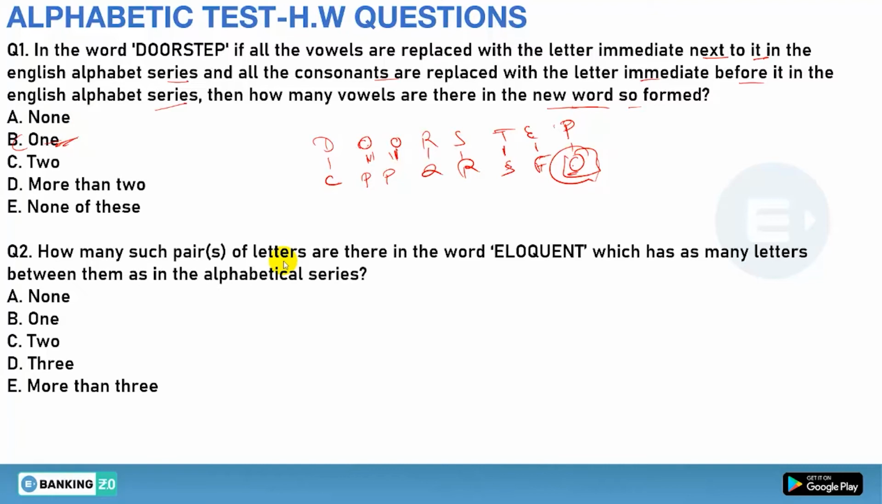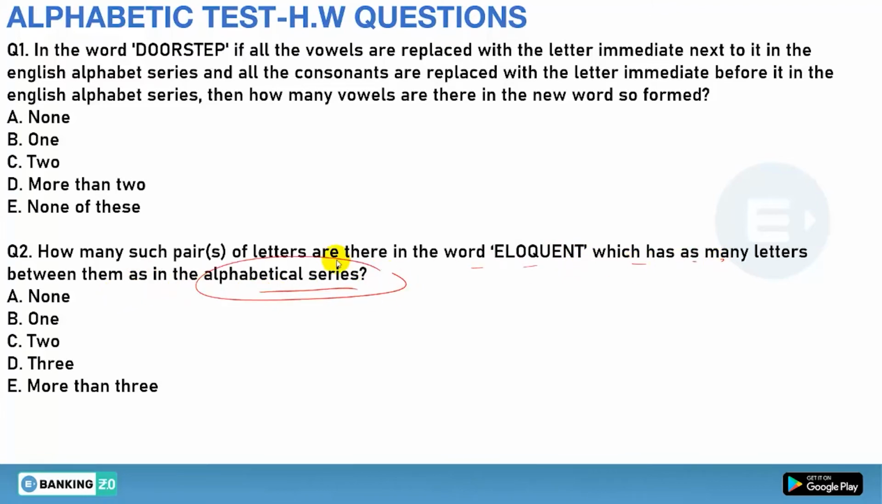Done. Was easy. Now the second one: how many such pairs of letters are there in the word eloquent which have as many letters between them as in the English alphabetical series? Now see what I've told you on how to solve such type of question. Just take the place values first of all. E is 5, L is 12, O is 15, Q is 17, U is 21, E is 5, N is 14 and T is 20. Start counting from the first. And whenever there is nothing given about forward or backward, you have to check from both directions. You have to keep this thing in mind.